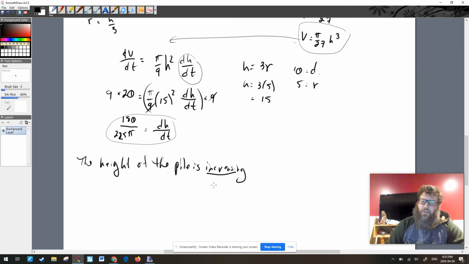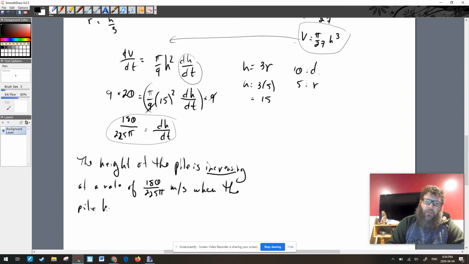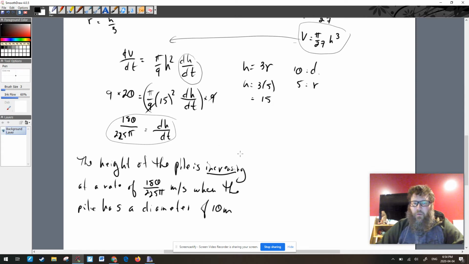And again, we have to make sure that we always choose the right word, because we always want to phrase it as the positive. So the height of the pile is increasing at a rate of, and then I would expect you to simplify the fraction. I just don't have a calculator handy. 180 over 225 pi meters per second when the pile has a diameter of 10 meters. Okay, and there it is. So we worked that thing out in its entirety.